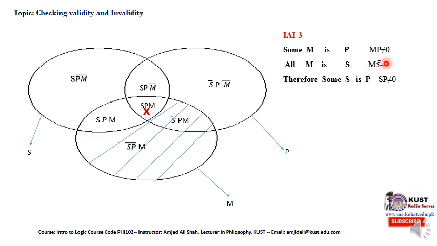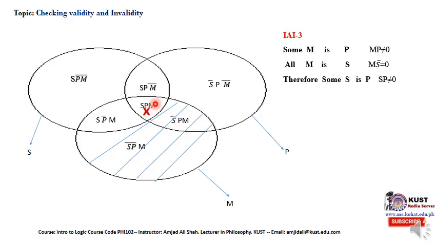The rule says that this universal premise should be diagrammed first. MS bar is equal to 0. This is MS bar and this is MS bar. If I diagram this first, I have shaded it. Now let's move to the second premise. This one is the second premise. According to the rule, MP is not equal to 0. Now this MP has already been shaded, so this class has been made empty, so we will not bother about this. So we have MP is not equal to 0.